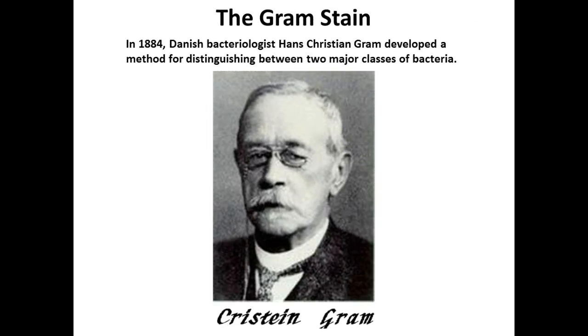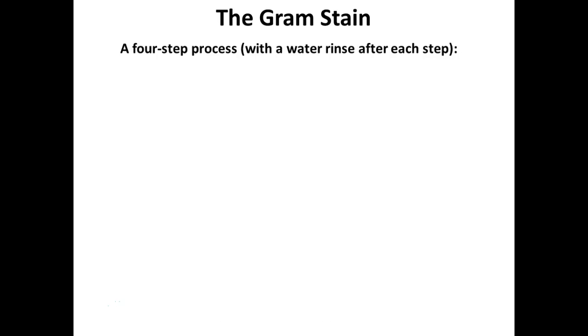So, Gram, it's actually a guy's name. In 1884, he came up with this method that you guys are going to use today. So, as you can imagine, it's been done for a long time. Hans Christian Gram developed this method for distinguishing the two major classes of bacteria. Handsome, huh? It's kind of scary looking if you ask me. So serious. Nobody smiled for pictures back then.